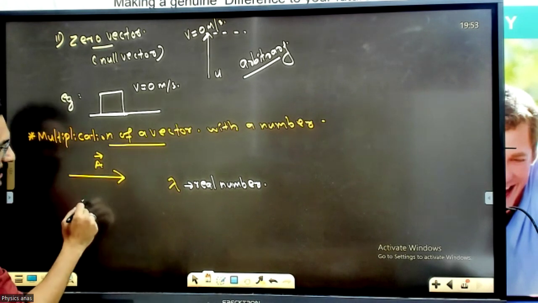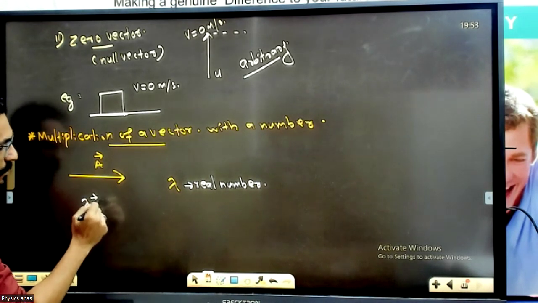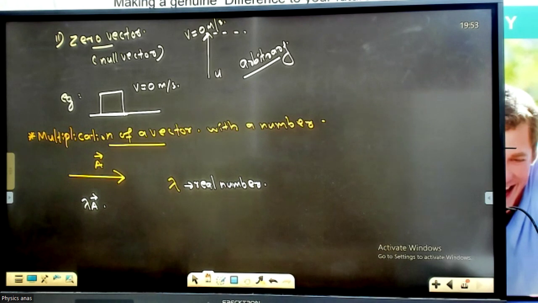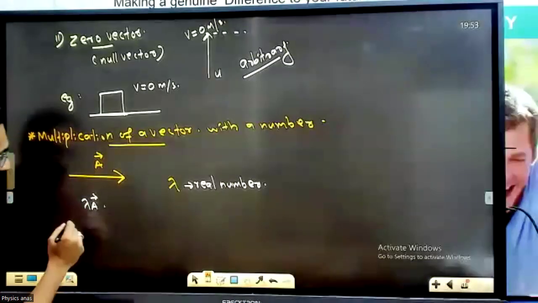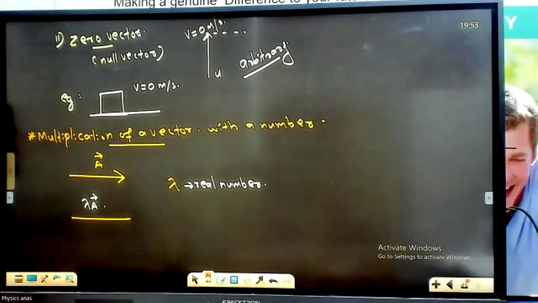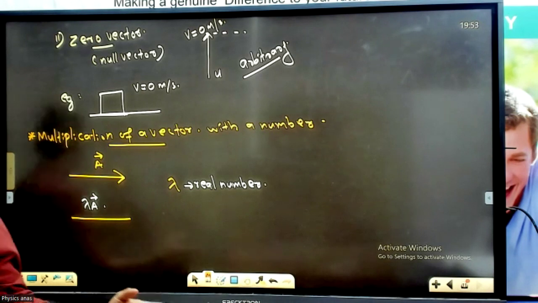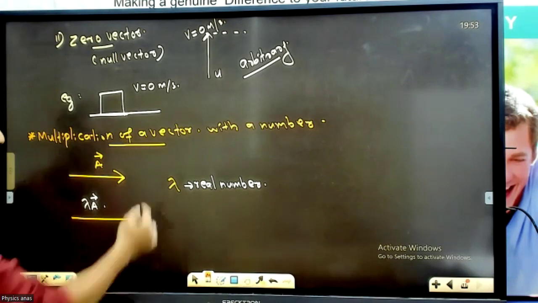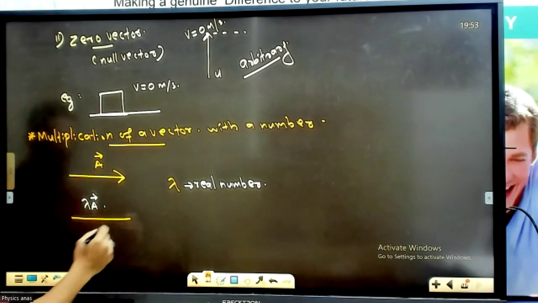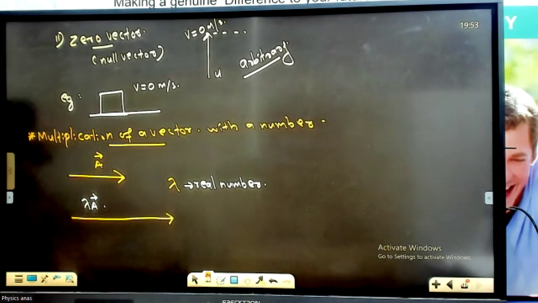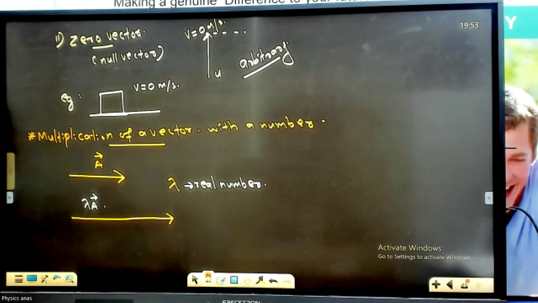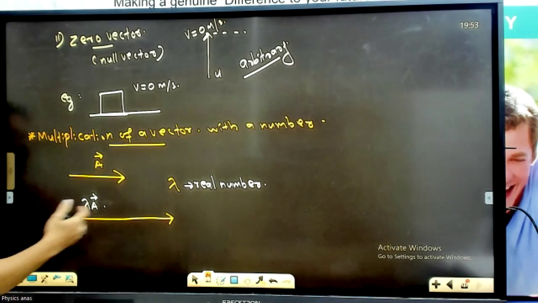And I am multiplying this lambda with the vector A. What will happen? Its direction will not change. There is no change to its direction, but its magnitude has changed now. Its magnitude has become lambda times A. The magnitude will be here, like this. So now the vector is lambda A.